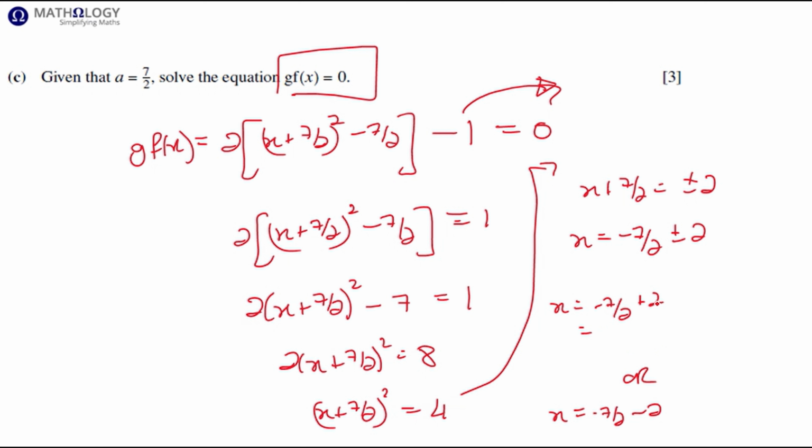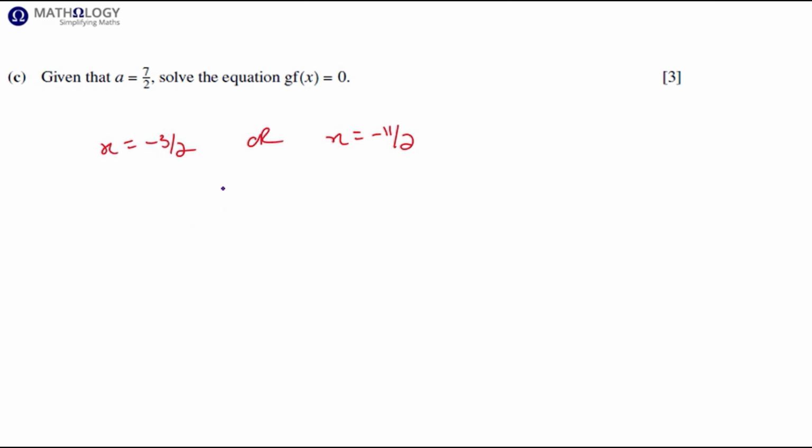Minus 7 over 2 plus 2 will be minus 7 plus 4. That's going to be minus 3 over 2. And minus 7 over 2 minus 2 is minus 7 minus 4. That'll be minus 11 over 2. Now recall that the domain for f of x was that x is less than or equal to minus a, and they said that a equals 7 over 2. So x must be less than or equal to minus 7 over 2.